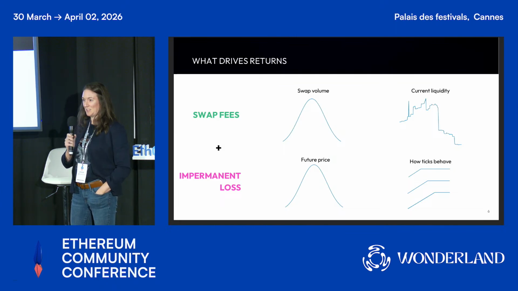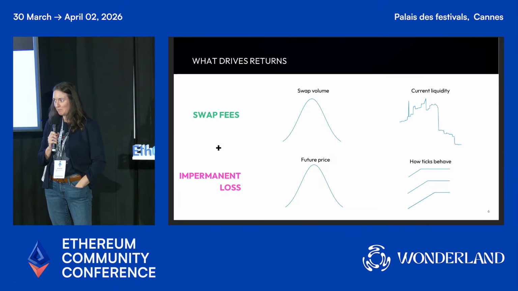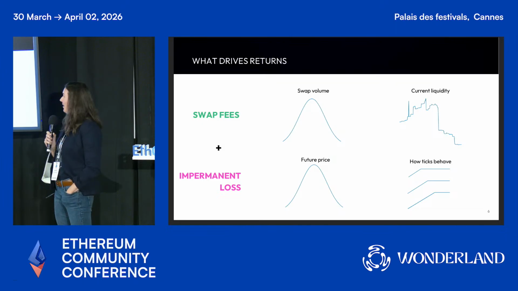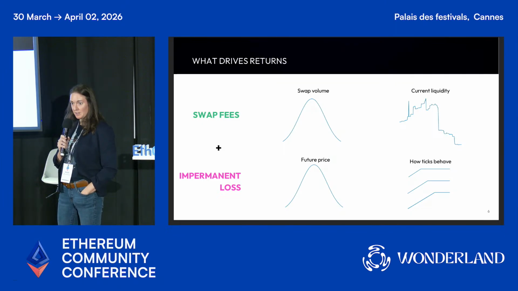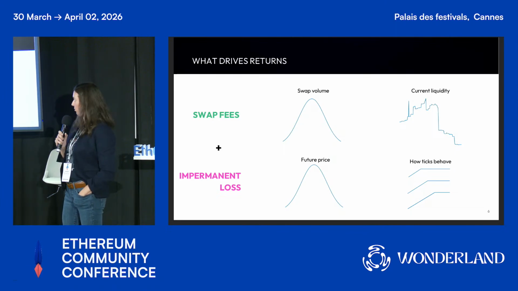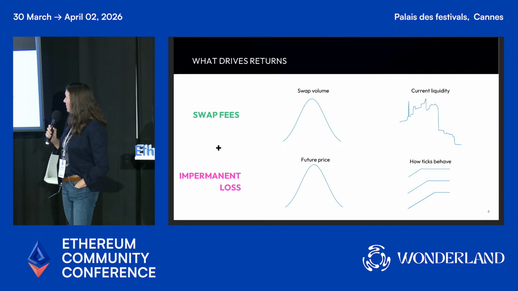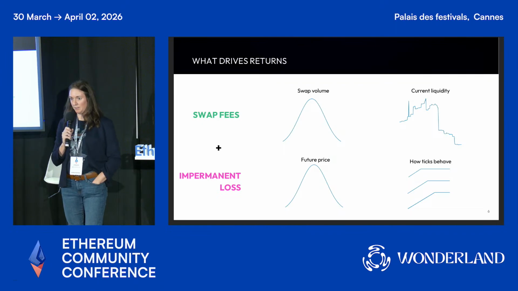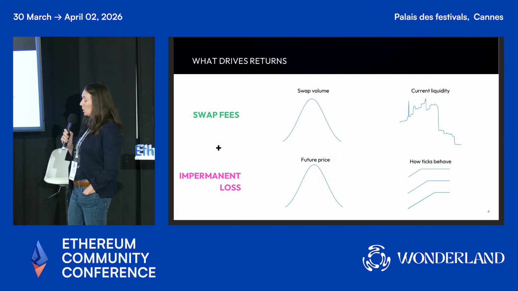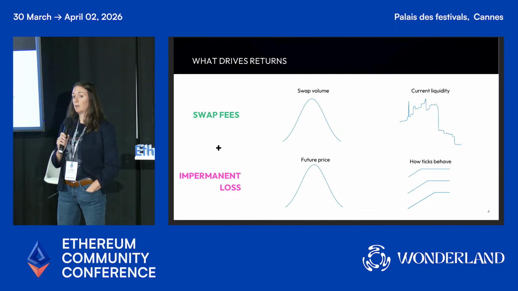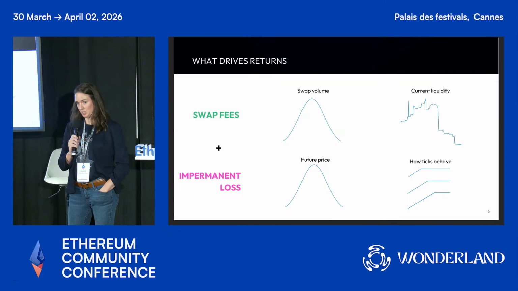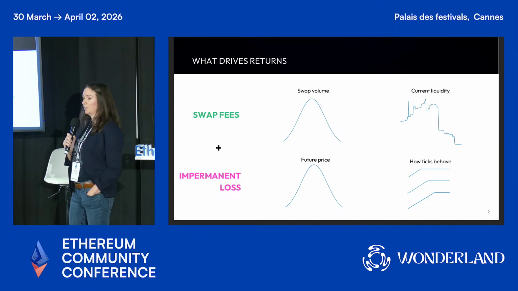I'm guessing, based on the number of folks in the room who have been an LP before, you've heard of impermanent loss. On the swap fee side, there are two things that go into the fees: how much volume will there be, and what is the current liquidity across the ticks. For impermanent loss, it's a function of two things: what will be the price of the token when I close my LP position, and how do the ticks behave? And that depends on the AMM.